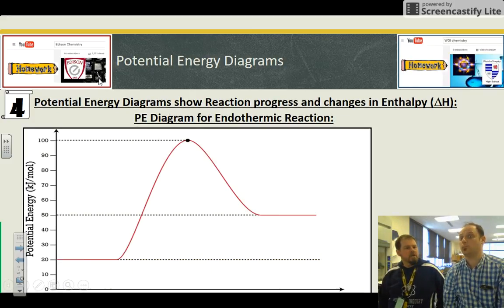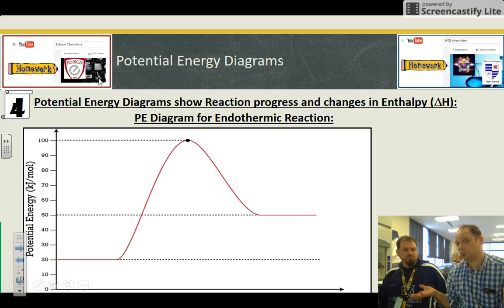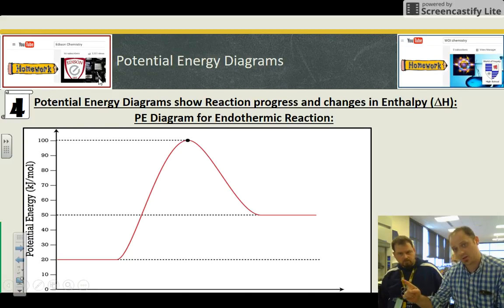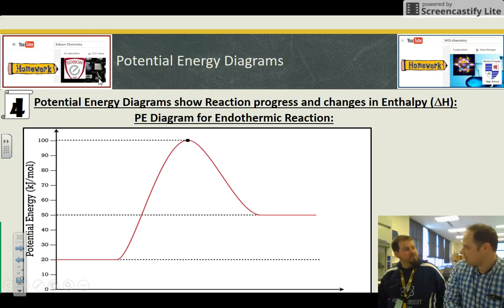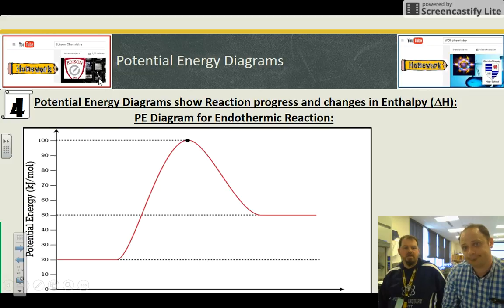Endothermic. Pause it and draw. Opposite of exothermic. The energy of the product side is higher than that of the reactant side. So it must have absorbed some energy. Internalized it, if you will.